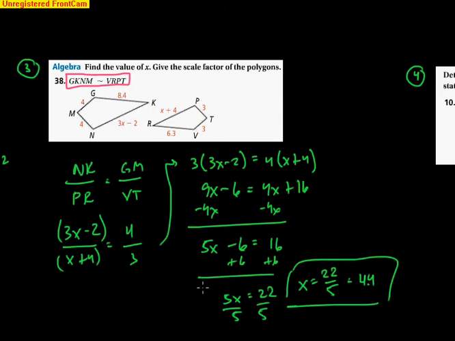So that's x. And then they want the scale factor. Since they have the quadrilaterals listed as G, K, and M first, I'm going to pick a side from G, K, and M. For the scale factor, I'm going to pick GM. GM corresponds to VT. That is how you find the scale factor. GM is 4. VT is 3. There's your scale factor, 4 to 3. Ratio of a pair of corresponding sides.